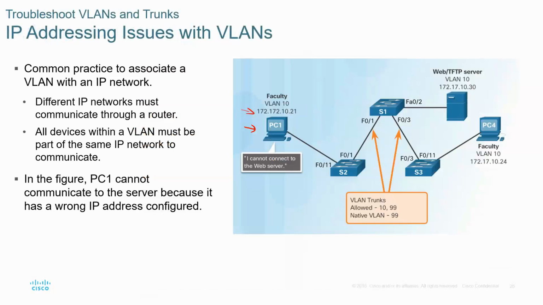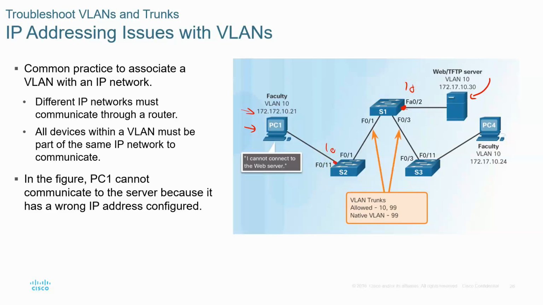So in this example, this device here, PC1, is given an IP address 172.17.10.21, and here you have a server that has an IP address 172.17.10.30. Now you have configured Fa0/2 on switch S1 to be in VLAN 10, and you have configured Fa0/11 on S2 to be also in VLAN 10. So technically, both devices, both PC1 and the server, are members of the same VLAN.